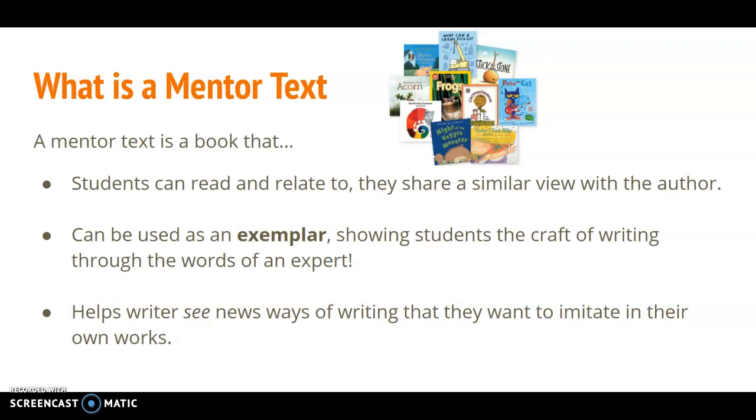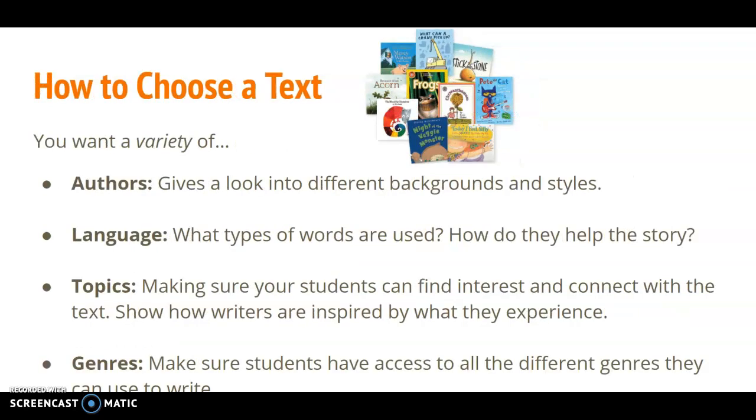Mentor texts are also used as exemplars, just meaning that they're really good examples of the craft of writing. These authors are really showing what students can do with their ideas. Mentor texts also help writers see new ways of writing that they want to try in their own writer's notebook and just test things out to become more knowledgeable writers.